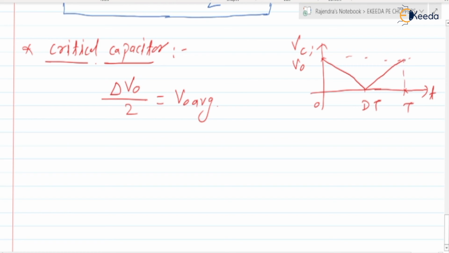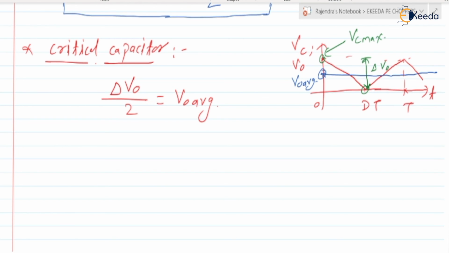Again the same repeats. So here, what is the change in the capacitor voltage? That is delta V0. Delta V0 or delta Vc is nothing but the magnitude of this waveform, the difference in magnitude. So that is the peak value. Let us consider it as Vc max, or V0 max. Next, what is the average value? If you check the average value, it will be like this. This is V0 average. So can we write V0 average is equal to delta V0 by 2? Yes, it is delta V0 by 2.